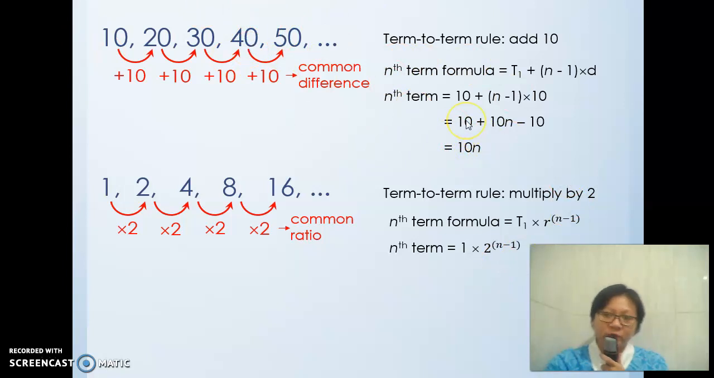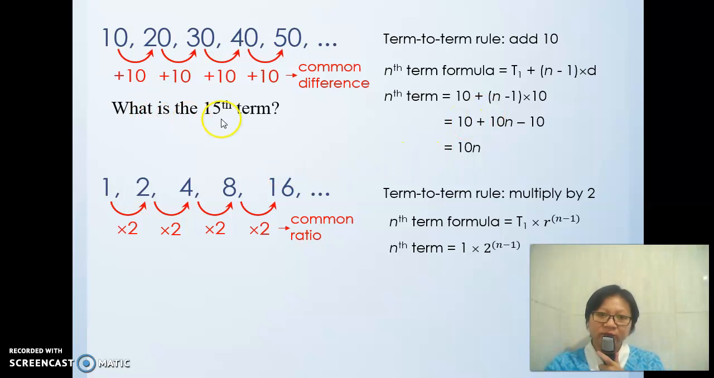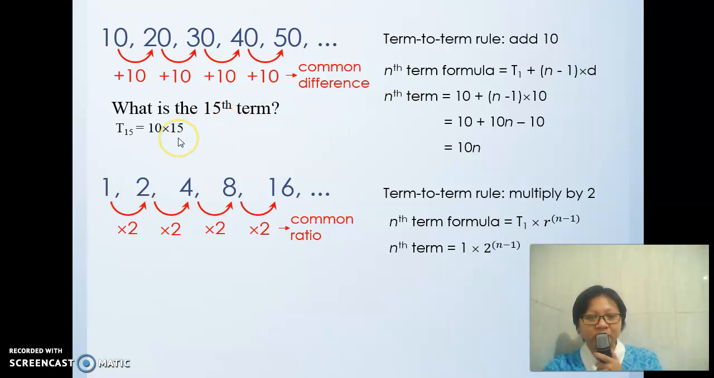It's time to give you the question, what is the 15th term? It means the position number, the n, is 15. It means we need to replace n with 15. So we'll get the 15th term equals 10 times 15.